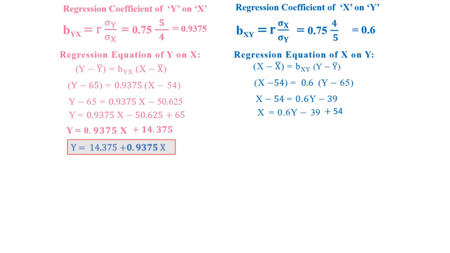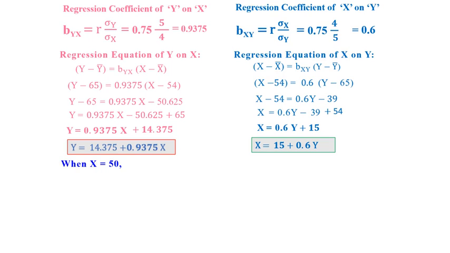Plus and minus, when they come together, subtract and put the sign of the larger number. Plus 0.6y plus 15 is the equation. Writing this in formal way, x equals 15 plus 0.6y.